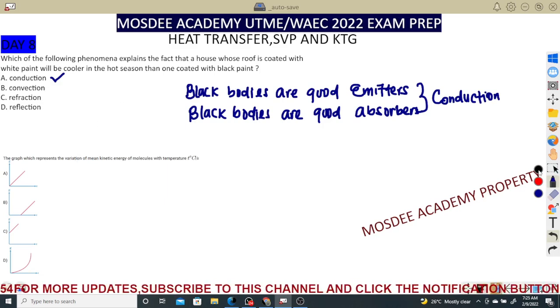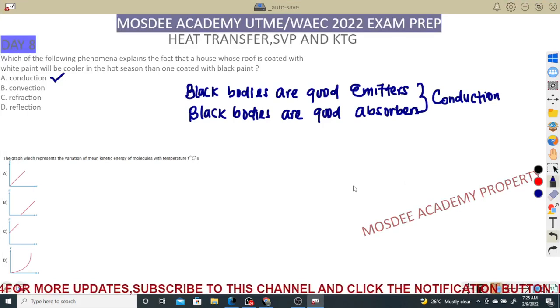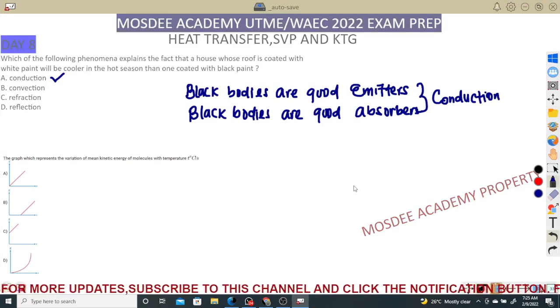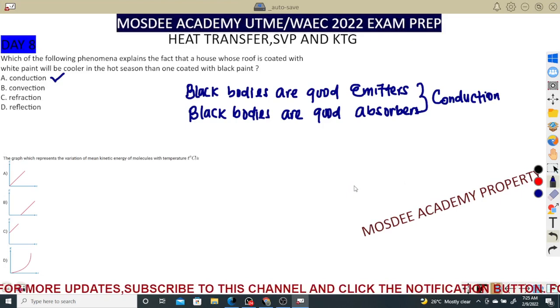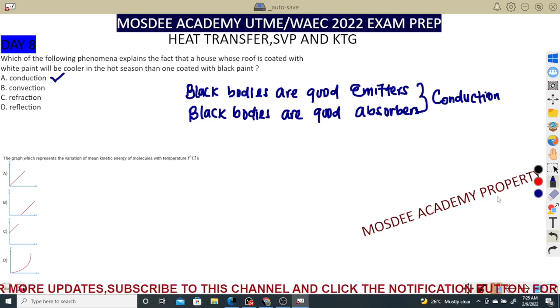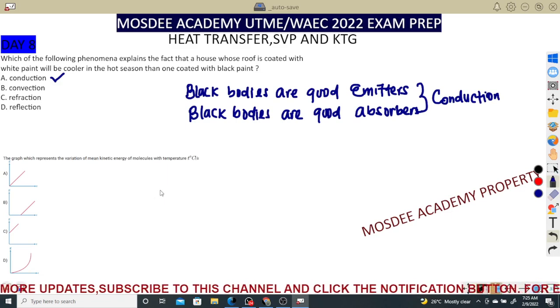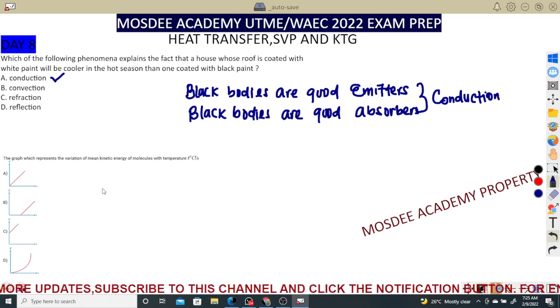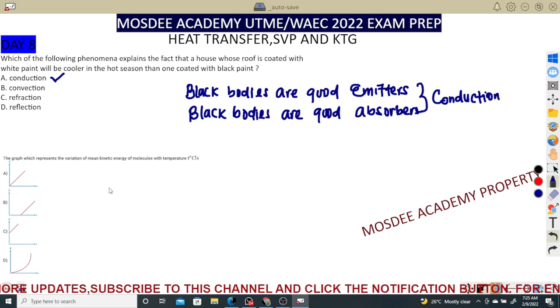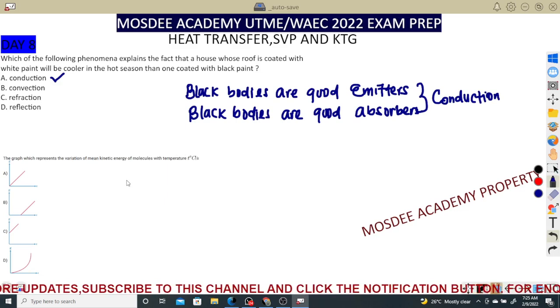The next question. What we have here is a graph which represents the variation of the mean kinetic energy of a molecule with temperature T in degrees Celsius. Now, this is a concept of KTG, the kinetic theory of gases. From the kinetic theory of gases, we use the Maxwell curve, using the Maxwell equation. The concept is available on kinetic theory of gases.